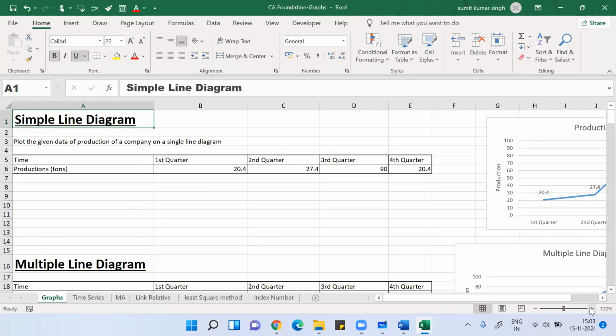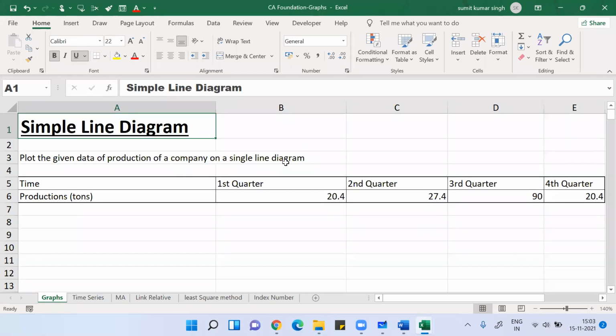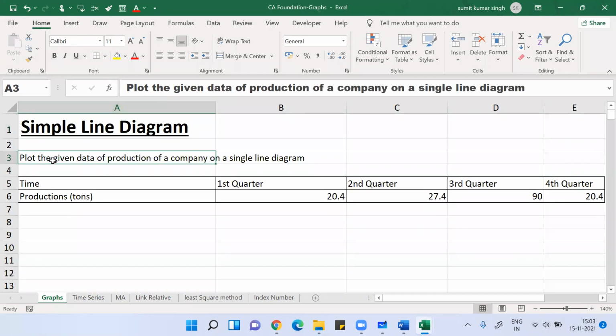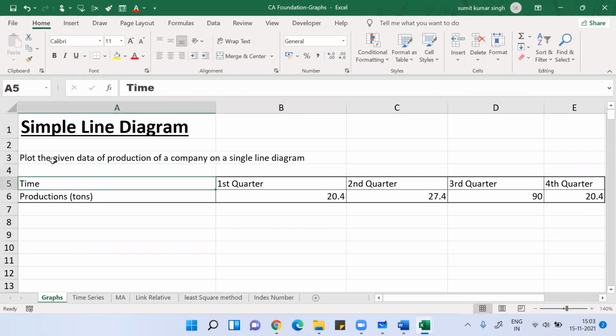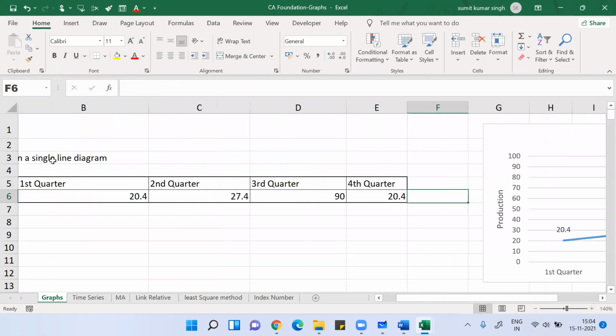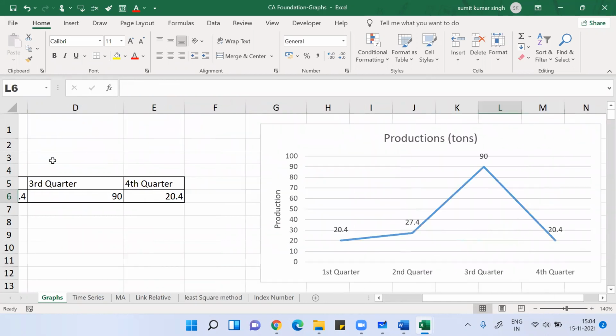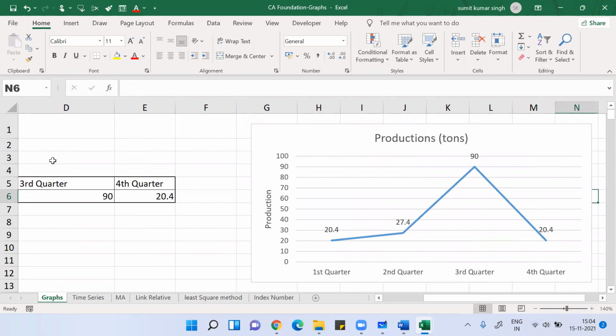So imagine what a simple line diagram is. Suppose this is the data given. Plot the given data of a production in a single line diagram. This is the data given, and a single set of variable is there. You have divided the time into different quarters, and under each quarter, if I give you the production data and you simply draw a representation of that, this would be your simple line diagram. I hope you understood this.